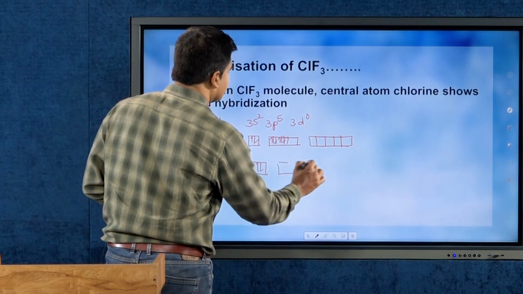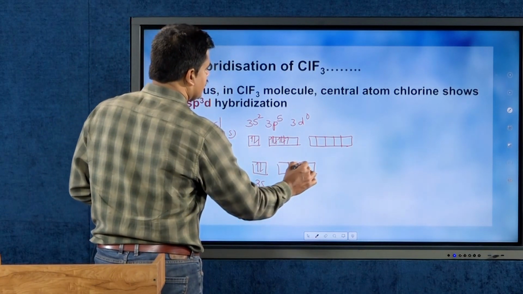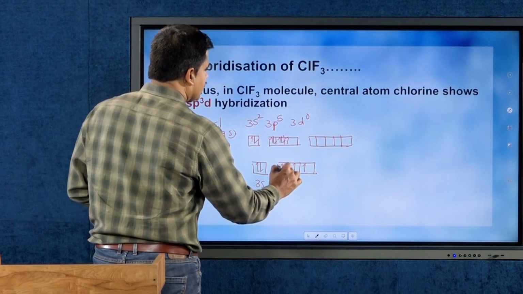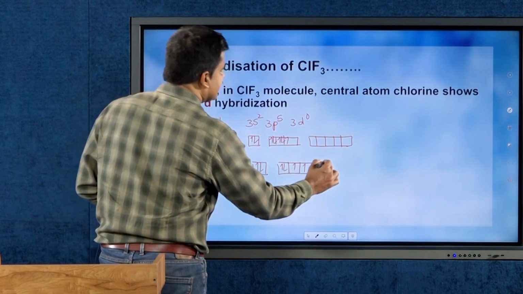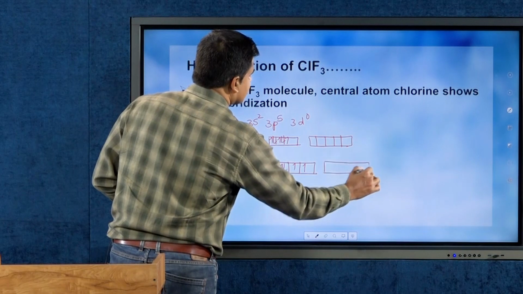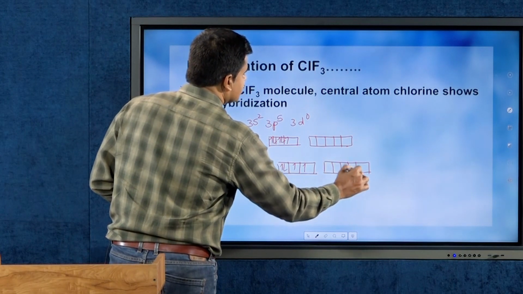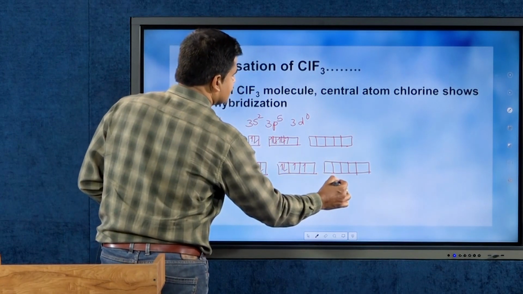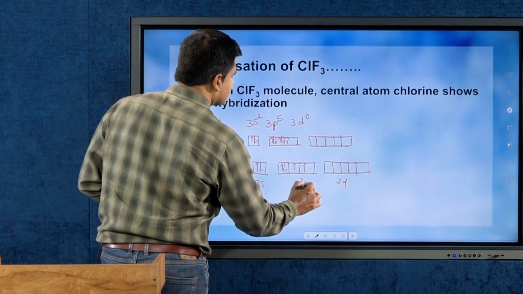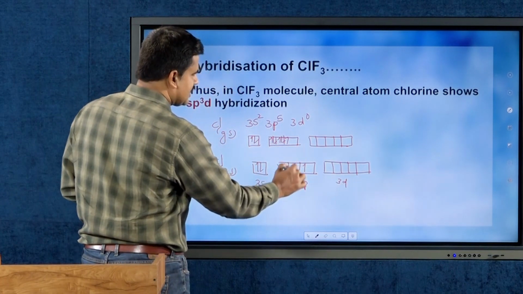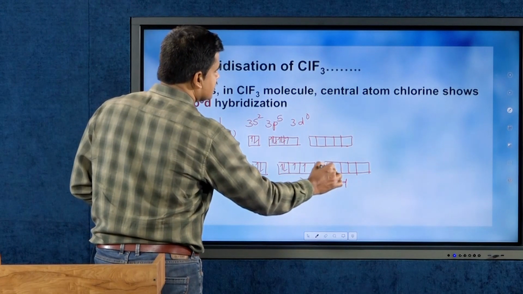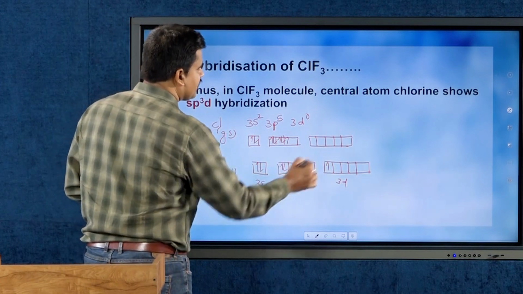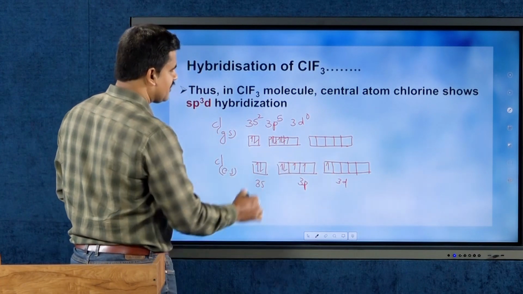Now, I am taking the 3p subshell. One of the electrons from here is promoted to 3d. So, I can represent this arrangement. This is 3d. There are 5 d orbitals. So, this is 3d, and this is 3p. One electron from 3p is promoted now to 3d. So, there are 3 half-filled orbitals and 2 completely filled orbitals.